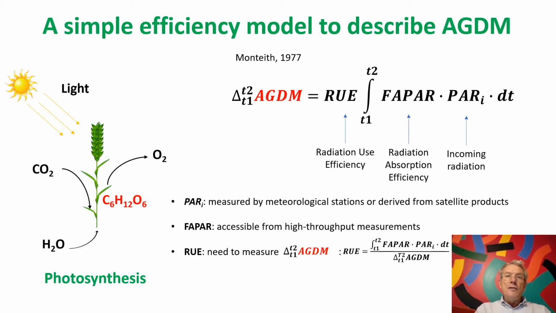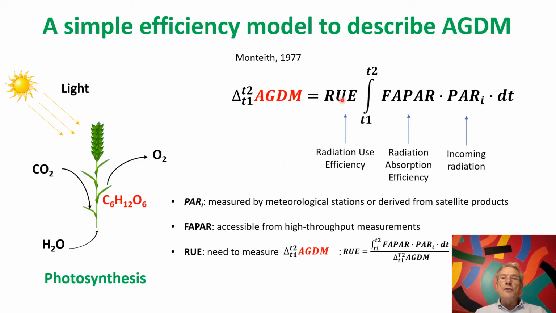Since 1977, a very simple efficiency model can describe the accumulation of biomass. The accumulation of biomass is mostly the total amount of photosynthetic active radiation incoming and intercepted or absorbed by the canopy, multiplied by the light use or radiation use efficiency. So in this simple equation, you have at least two efficiency factors.